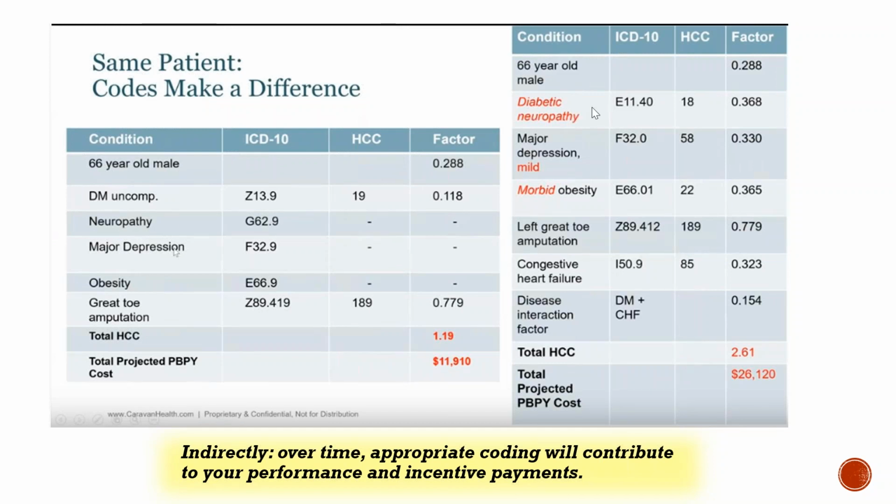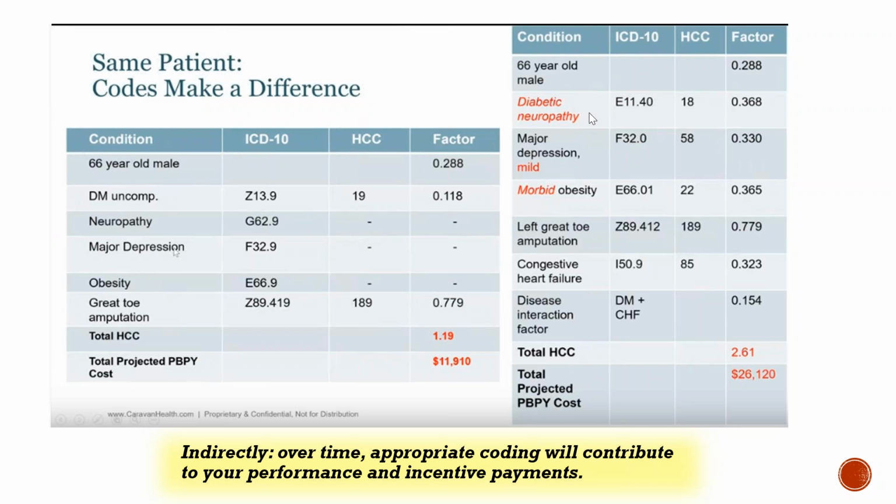We've coded this time that he has diabetic neuropathy. That neuropathy actually came from his diabetes. We've linked those two together. We can still code that he's got just general neuropathy, but we should code the complex diabetes, not that he is uncomplicated, but that he has neuropathy due to his diabetes.